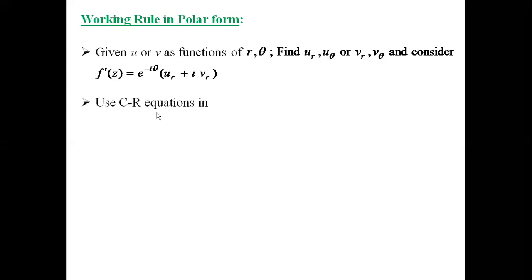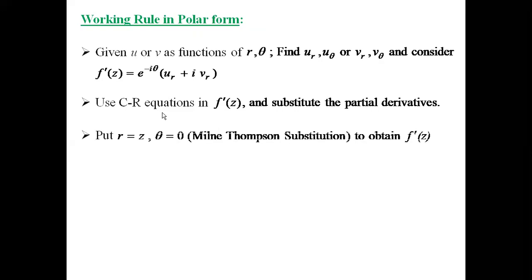Now we use CR equations in the polar form and we substitute that in the f dash of z, and later we will be substituting the partial derivatives so obtained. So in f dash of z, either we will be knowing ur or vr, since either u or v would have been given for us. So the other one we are going to change using the CR equations, similar to the Cartesian representation. Now we make use of the Milne-Thomson substitution in the polar form.